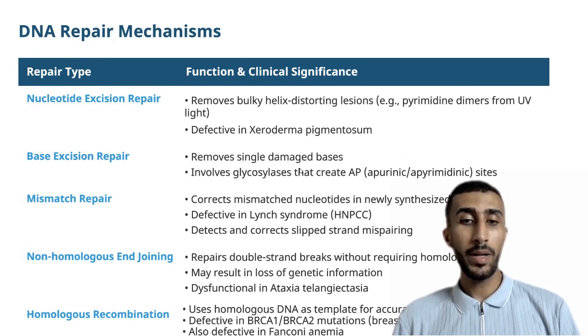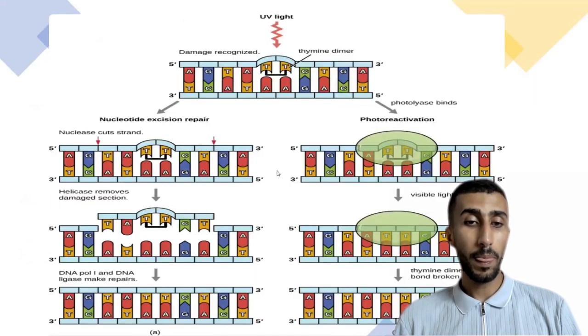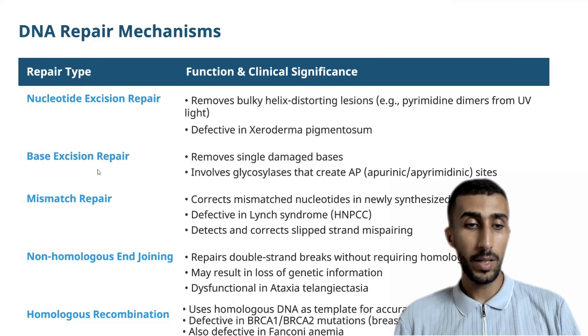Next is base excision repair. It removes single damaged bases. Instead of removing bulky helix-distorting lesions as in nucleotide excision repair, base excision repair is different: it removes single damaged bases. It involves a glycosylase that creates apurinic/apyrimidinic sites. So we act at the level of the bases, removing the purine and pyrimidine bases. This is another level of repair.